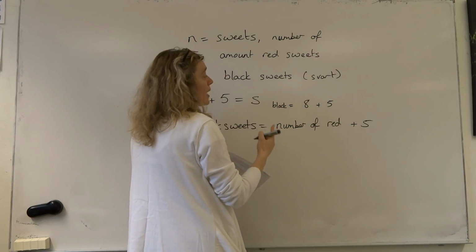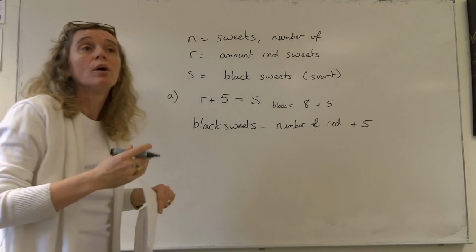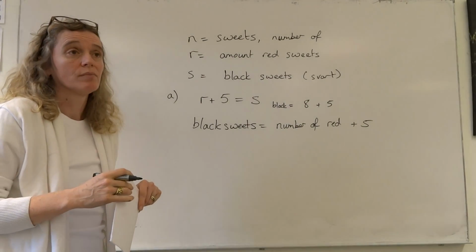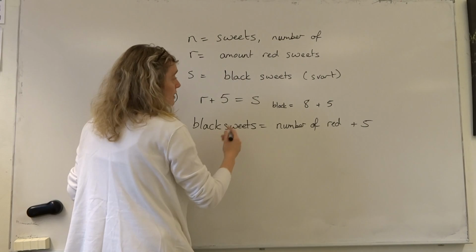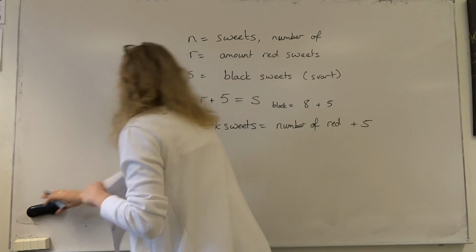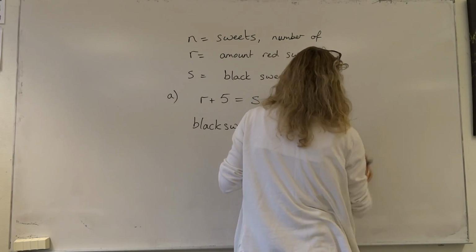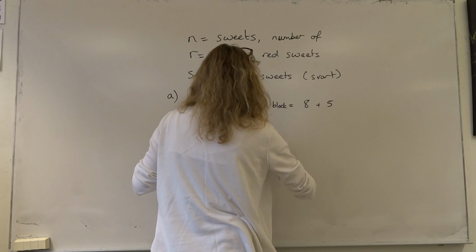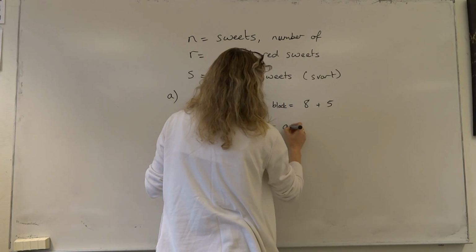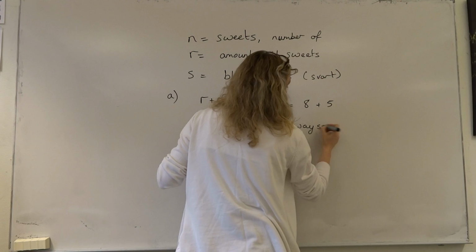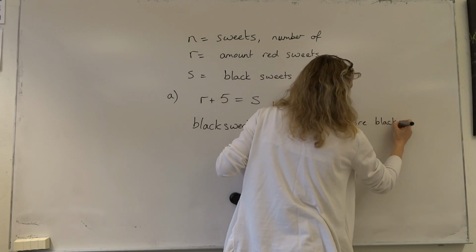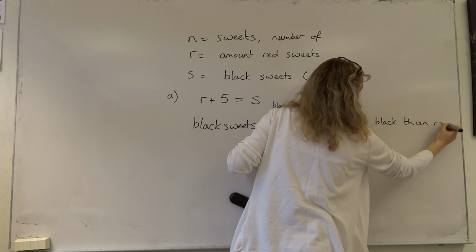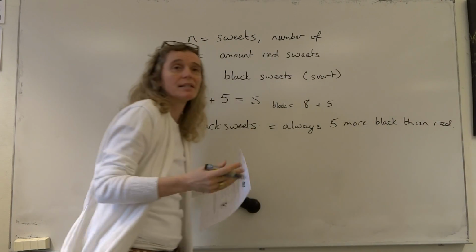So there will always be 5 more black sweets than there are red. So you have to explain that in words. So black sweets is always the number of red plus 5, or there are always 5 more black than red. Okay, and you've answered that one.